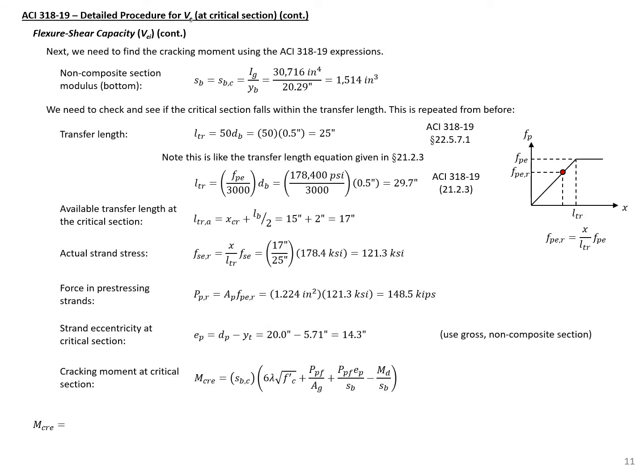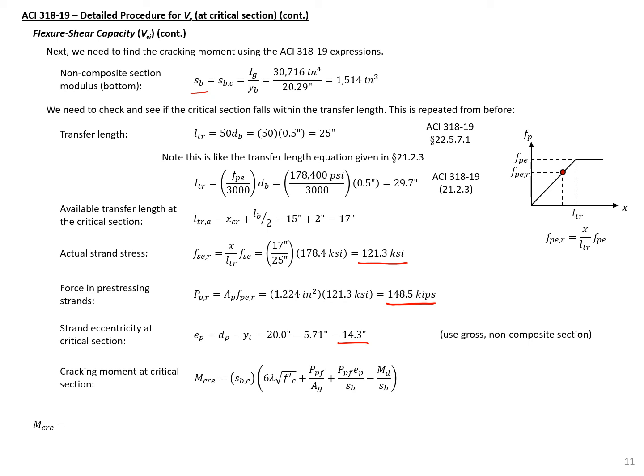For our flexure shear capacity equation, we need to calculate our cracking moment at the critical section. And to do that, we'll need several other properties. So I give some of them to you here. We have our section modulus, and the non-composite and composite section moduluses are equal because we have a pre-topped section. We also need our strand stress. So we're going to reduce our strand stress the same way that we did earlier in this example. So we'll get the same reduced strand stress, the same reduced force in the pre-stressing strands. And we'll also need the strand eccentricity at the critical section, which we can find as shown here.